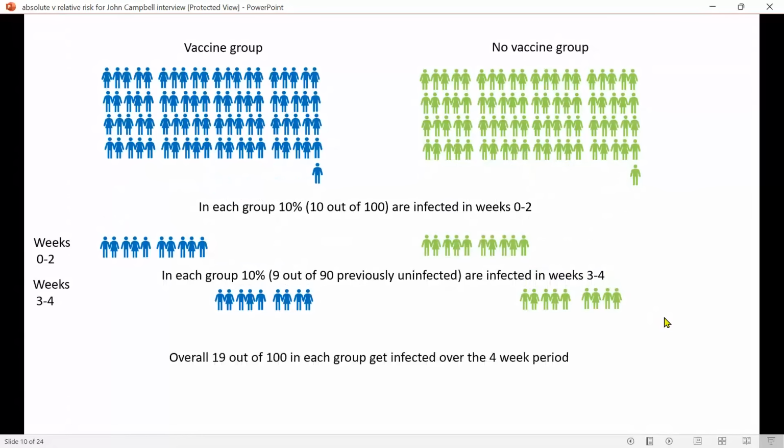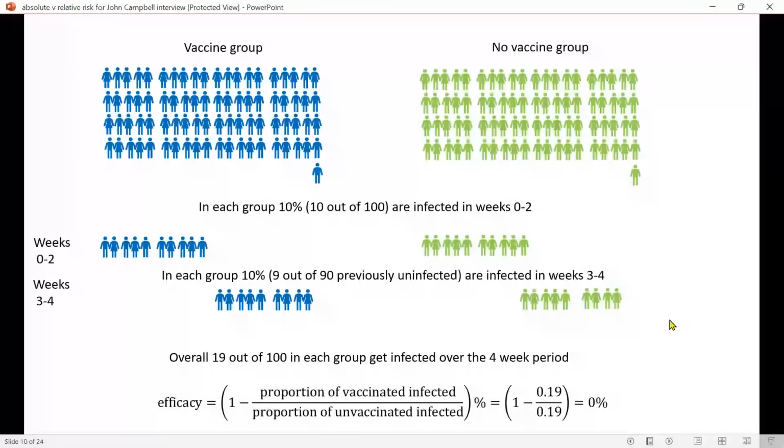And if we apply the formula for the relative risk reduction, which is 1 minus the proportion of vaccinated infected over the proportion of unvaccinated infected, it's the same, so it's 0%. That's right, because a placebo should have zero efficacy. But let's suppose that those infected in the first 2 weeks after vaccination are classified as unvaccinated. Let's see what happens now.